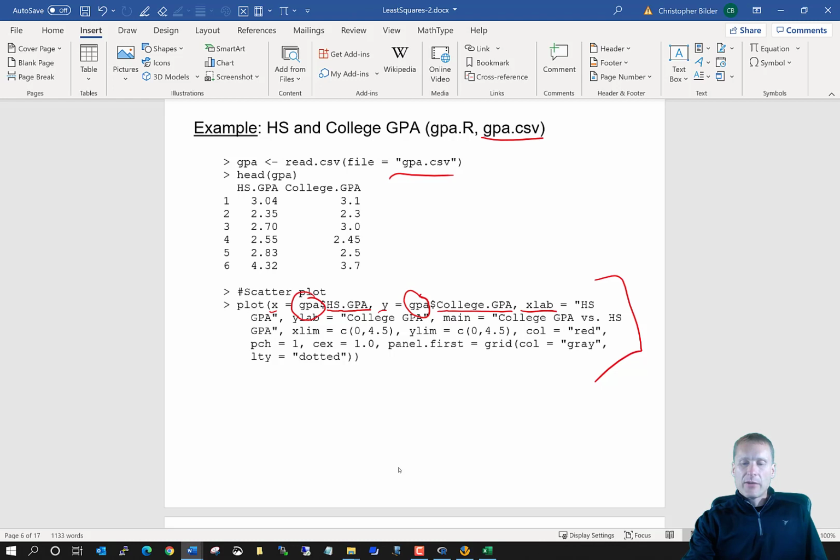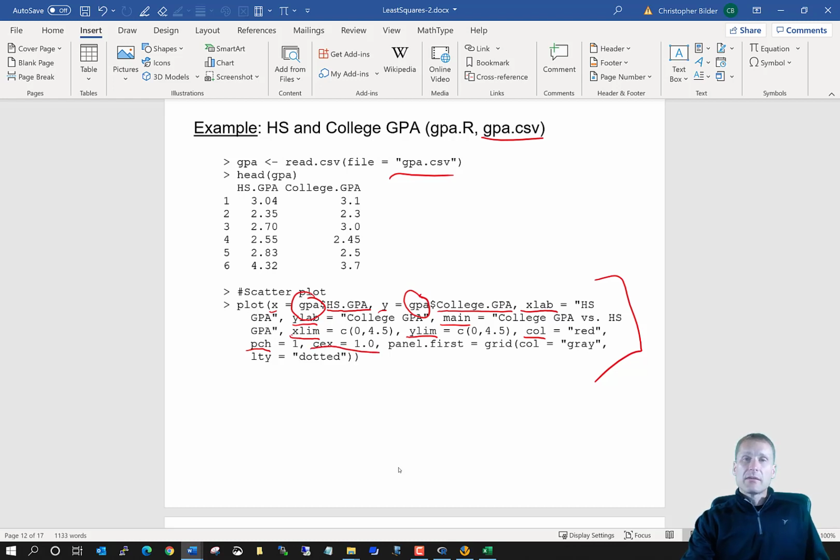Put a nice little label on my x-axis, a label on my y-axis, a nice title on my plot. I'm going to control my x-axis limits to be between 0 and 4.5. Same with the y-axis limits. The color of the plotting point is going to be red. I'm going to use a plotting character, pch, that's equal to 1. This gives me an open dot.